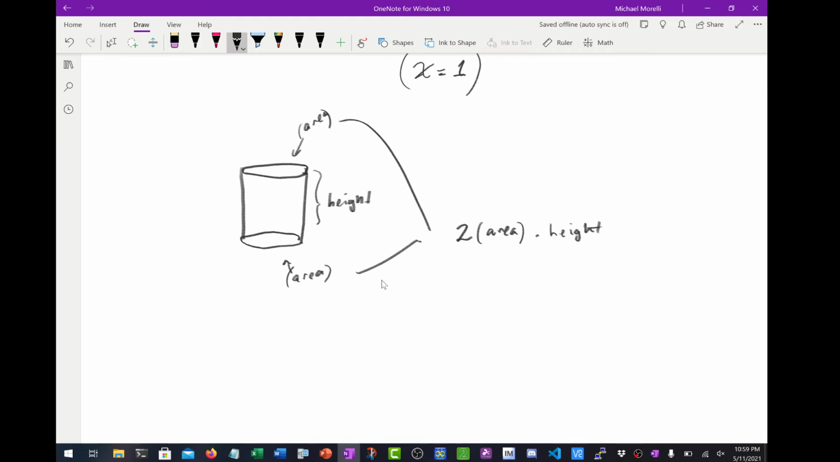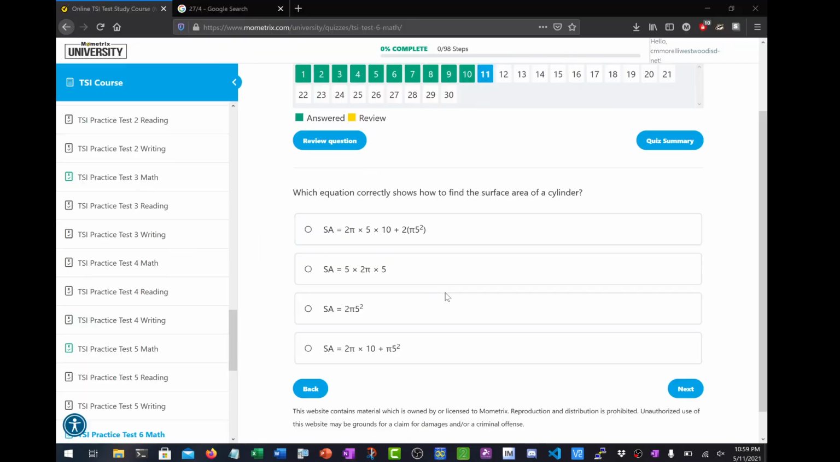Now, area of a circle is equal to pi r squared. So if I'm going to substitute this form in here, this would be 2 times pi times r squared times the height. So we have to go back and try to use this and see what they're doing, right?